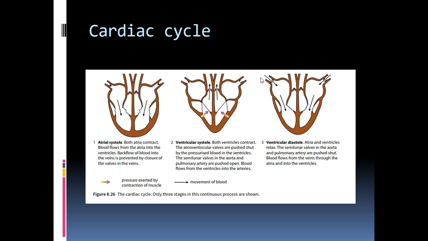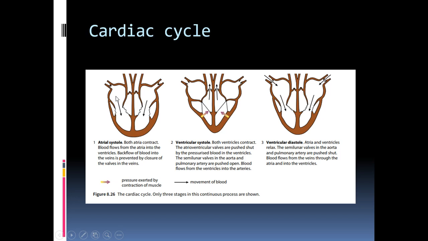Okay, so figure 8.26 that we have here basically sums up what we have discussed just now in terms of the cardiac cycle, right? The three major phases in the cardiac cycle, like what we have discussed just now, are the atrial systole, and it is shown here in the first picture, where you can see that the volume of both of the atria is smaller compared to the other two pictures, right?